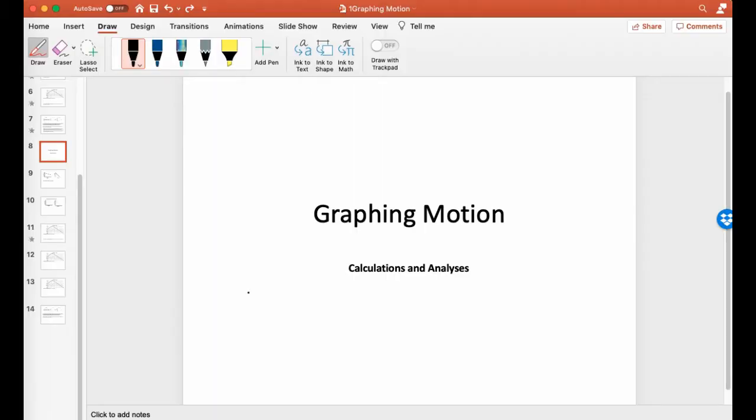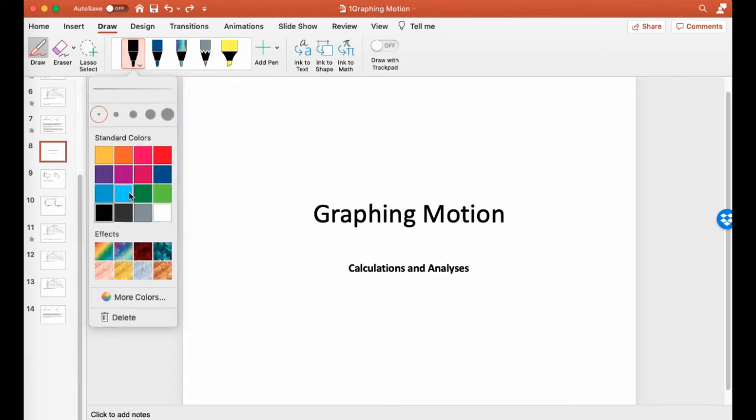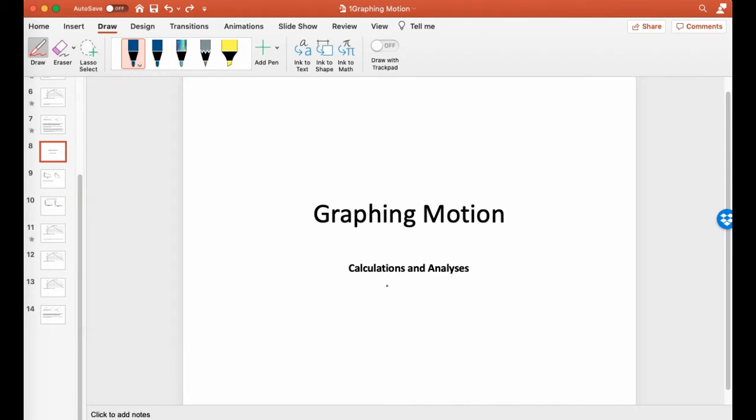Let's take a look at graphing motion. You'll have a chance to do some practice, and then we'll come back and go from there. Graphing motion. Here we go. Graphing motion, and I want to use some blue ink. I like blue ink.